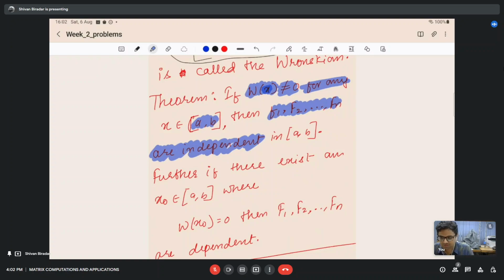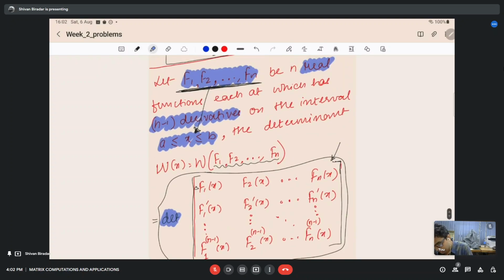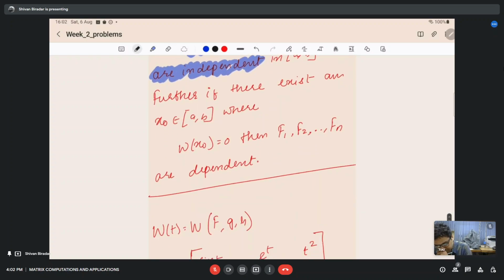and the determinant of that matrix of real functions would be a real function, and if that real function is not equal to 0 for any x in this interval, then we say that these n real functions or polynomials are linearly independent. And further, if there exists one point, x naught, which belongs to this interval, and at that point the Wronskian is equal to 0, then we say that these all n vectors are linearly dependent.